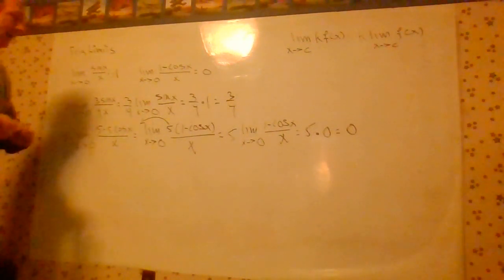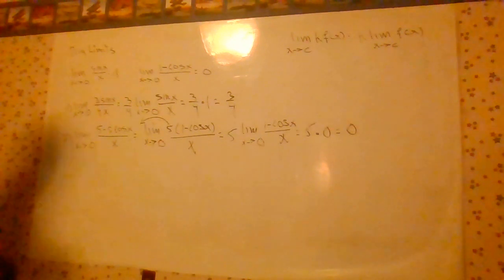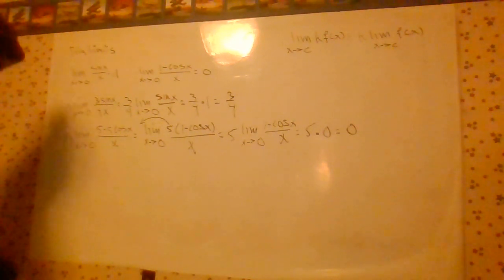So there's a handful of limits you can do in your packet. They're no more difficult than this. They all work out. These can be made more complicated, and in calculus they probably will, but if you can get these simple ones down, calculus will go a lot smoother.